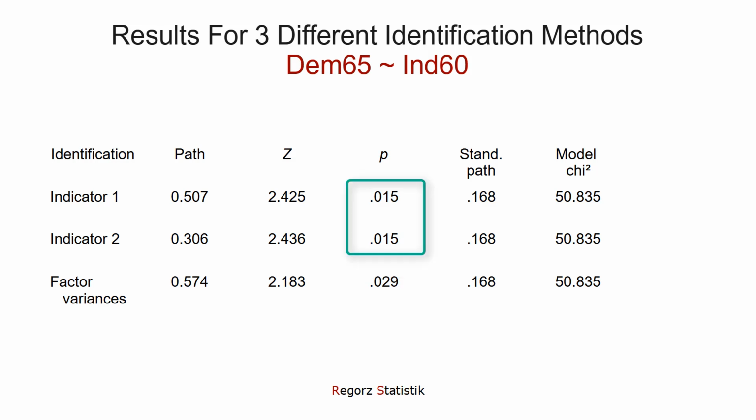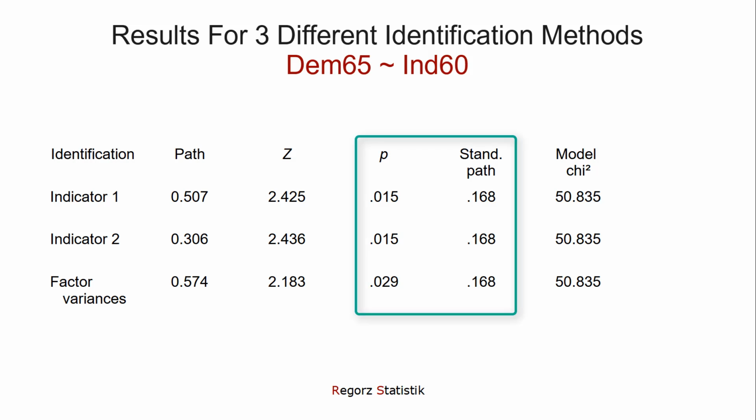In this example, it's still significant, but it's easy to imagine a scenario where, depending on the identification method, for one identification method, the path you are interested in is significant, whereas for another identification method, it's not significant. So you could, by trying out different identification methods, manipulate the result of your hypothesis tests. And that's not good. There's a second problem, and that's the standardized effect, the beta.